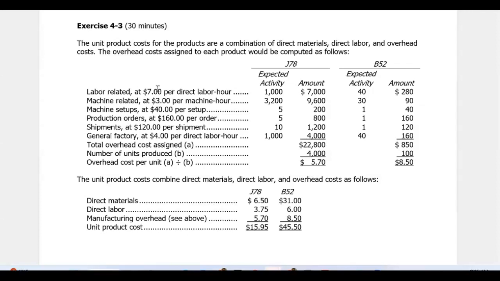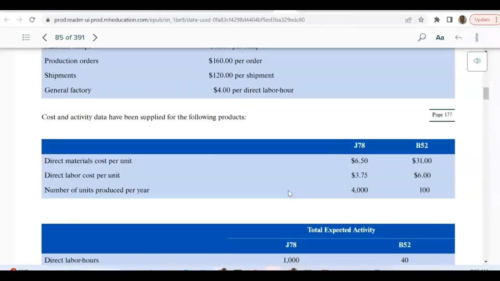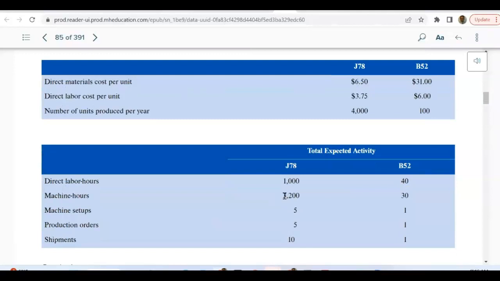Okay, so labor-related is $7 per direct labor hour. That's 1,000 expected activity. 1,000 activity times 7 is $7,000. For machine-related, that's 3,200 expected activity. Where is that 3,200 coming from? The cost is $3, which is given, but where is that 3,200 coming from? One more time, just look at it. It's coming from right there. See?